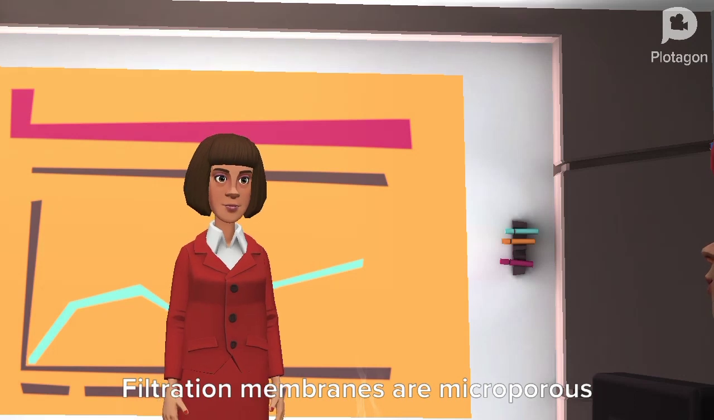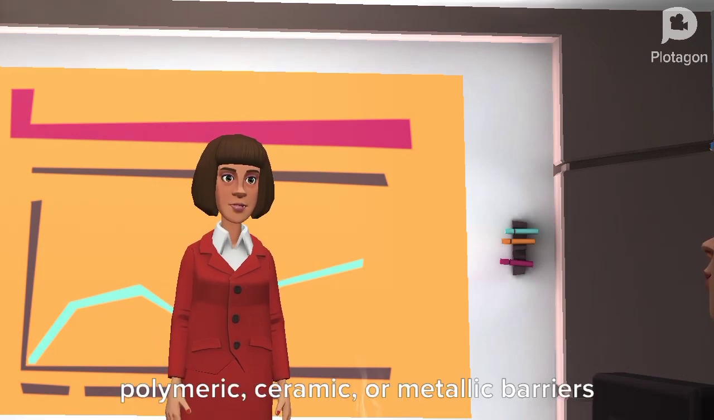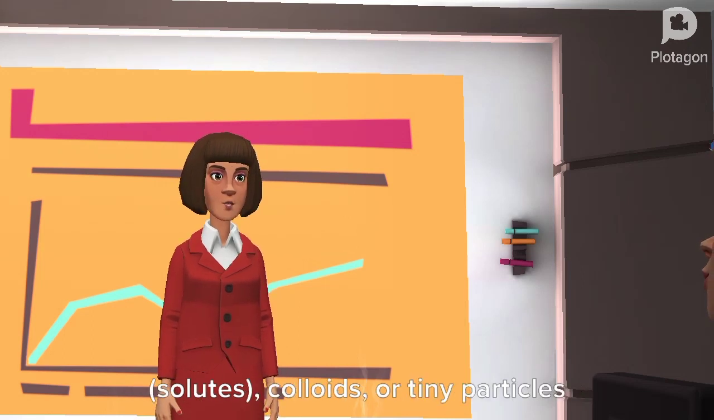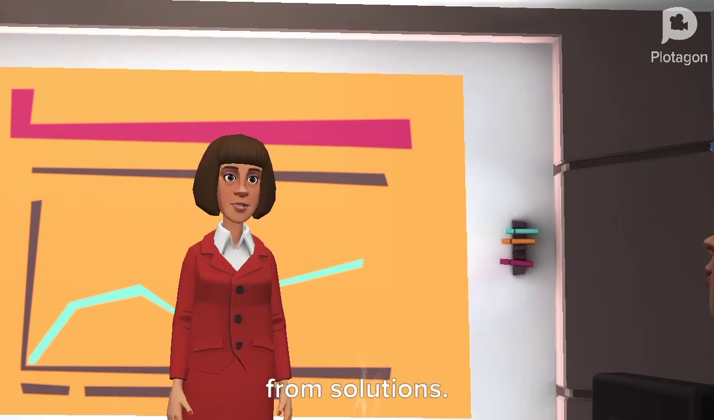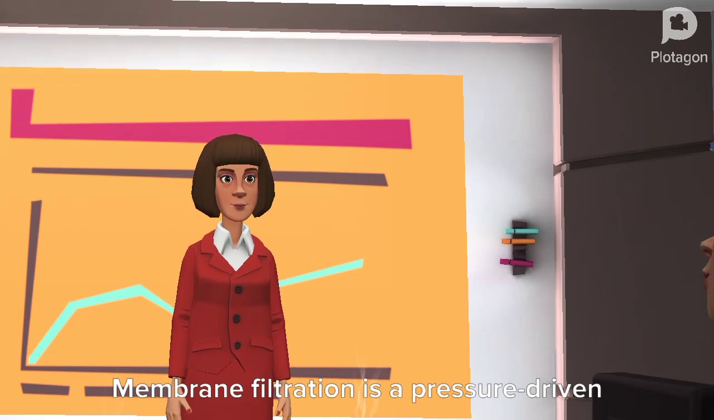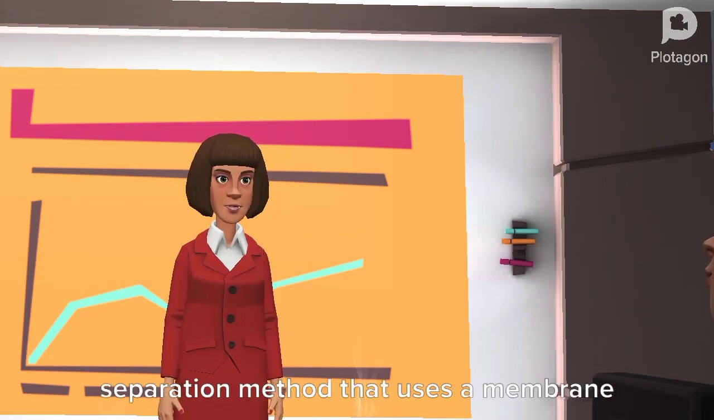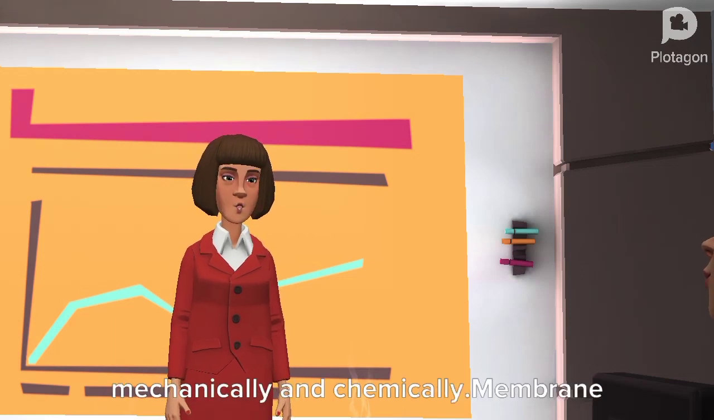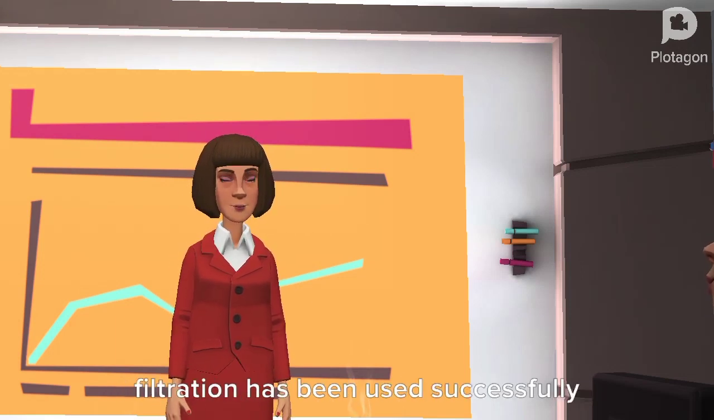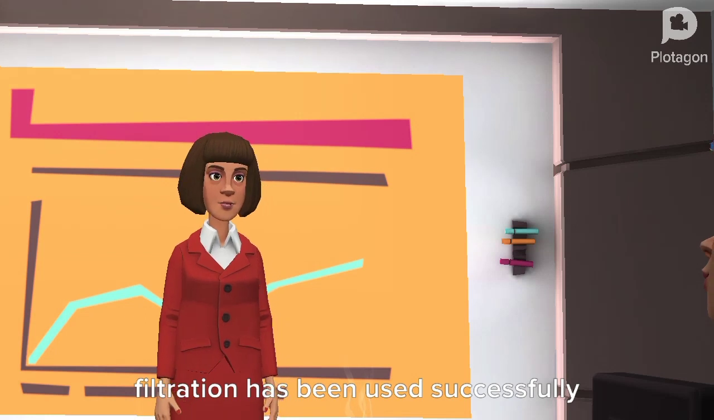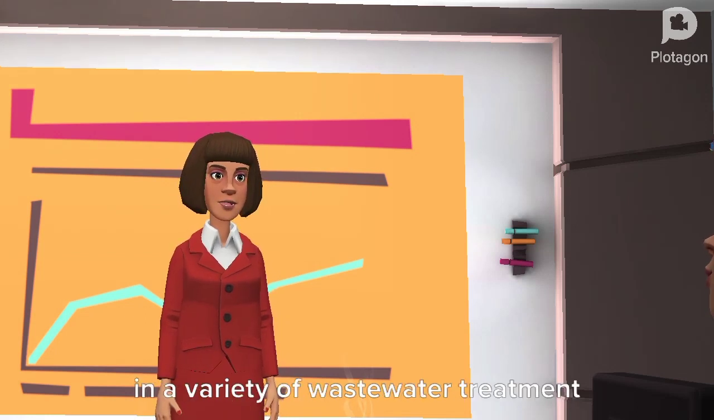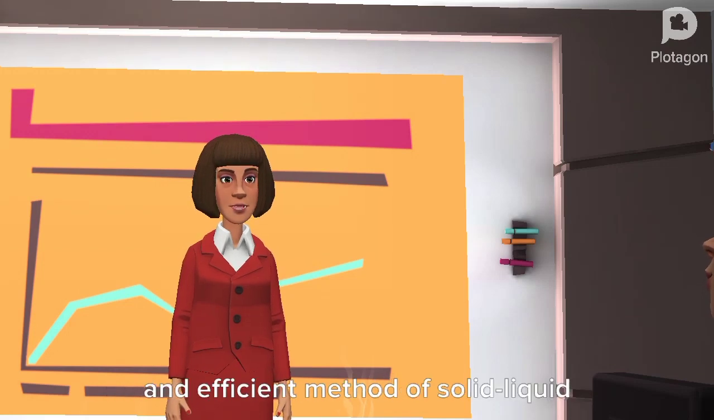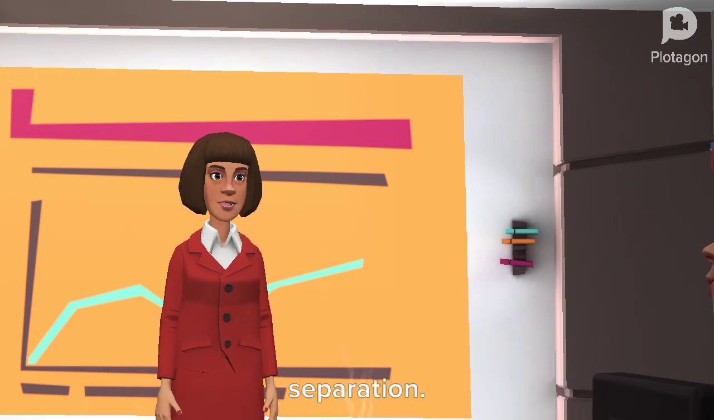Filtration membranes are microporous polymeric, ceramic, or metallic barriers used to separate dissolved materials, solutes, colloids, or tiny particles from solutions. Membrane filtration is a pressure-driven separation method that uses a membrane to sieve particles and macromolecules mechanically and chemically. Membrane filtration has been used successfully in a variety of wastewater treatment systems and can provide a very effective and efficient method of solid-liquid separation.